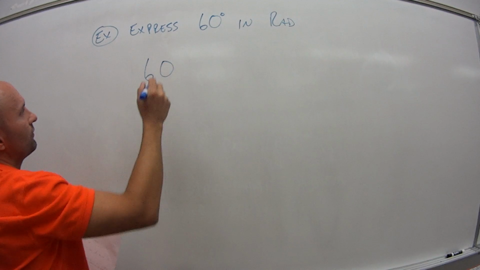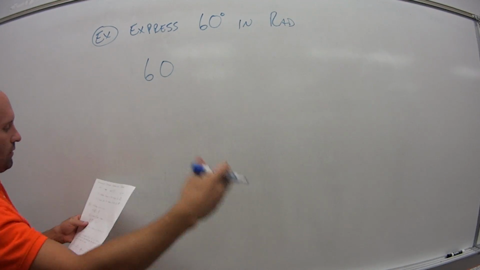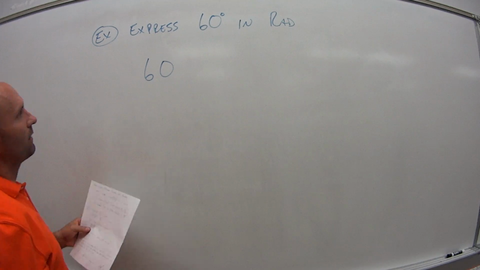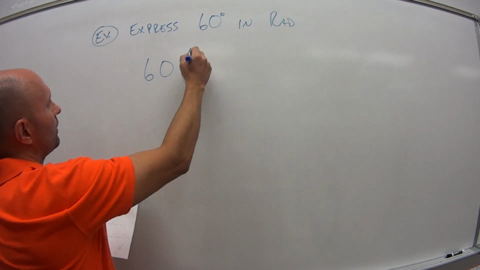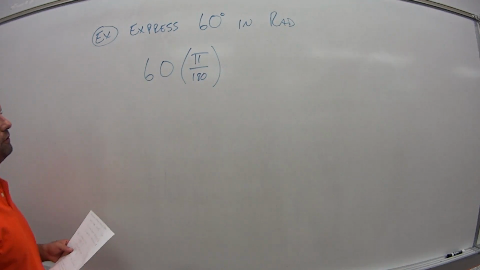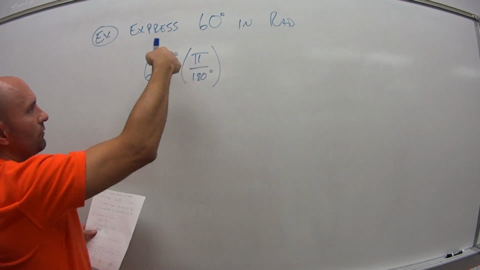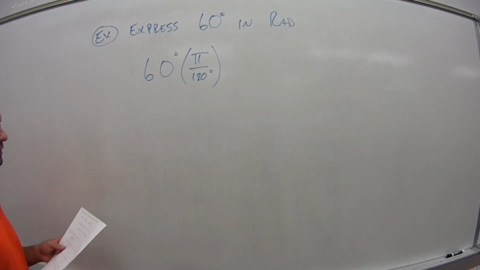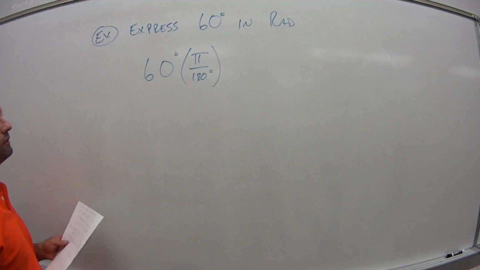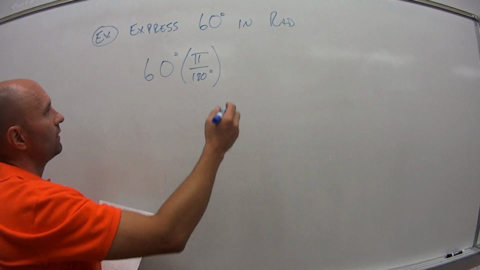So if we have 60 degrees and we want to go from degrees to radians, what did we have to do? We had to multiply. This is the third value that I gave to you guys, because this is degrees, so the degrees will cancel out, and this gives us just some value in pi, which is our radian measure.